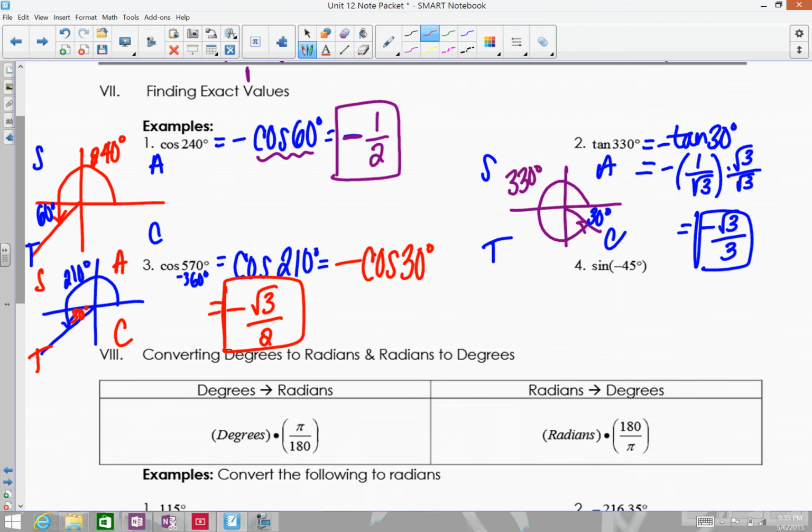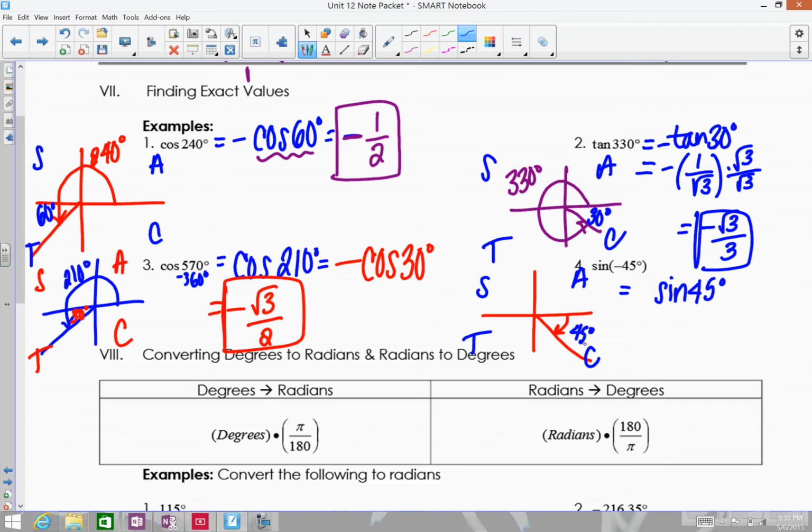And then the last one here, finding an exact trig value. So we have sine of negative 45. Basically, for this one, negative 45, you can add 360 to it, or since it's negative, just think about it as going the opposite direction. So here's my 45-degree reference angle. So this is actually going to be equal to sine of 45 degrees, but I have to decide, is it negative or is it positive in this quadrant?